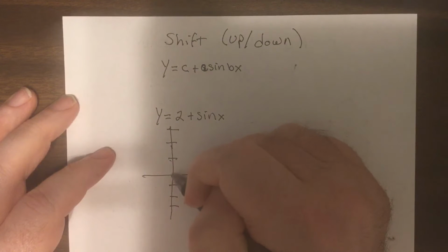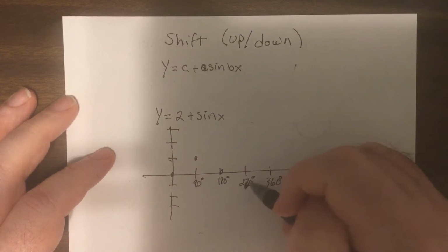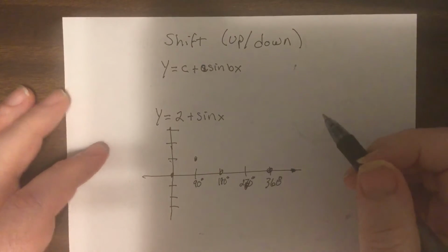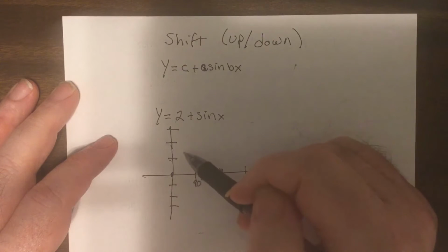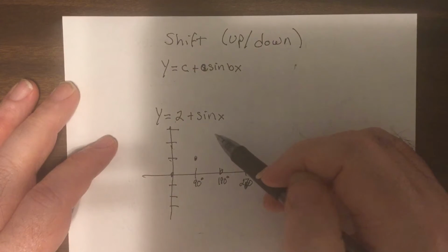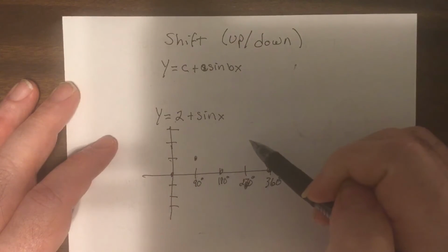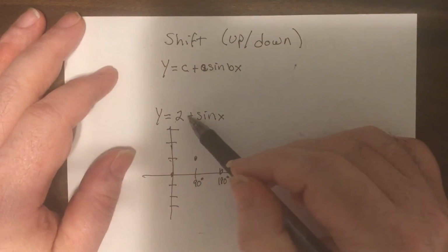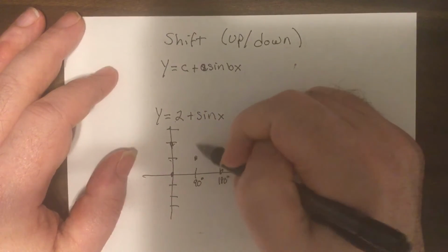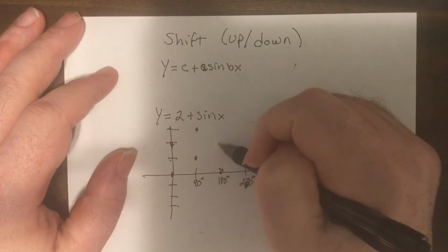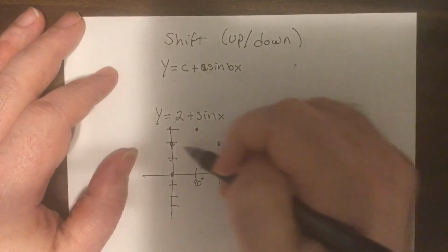So here's the basic sine graph sketched out. When you're adding a number to it, you add that number to every one. So the amplitude as a number here, you multiply to every term. Well, here, when you're adding it, you just add that number. So 2 would be up 2, up 2, up 2, up 2, up 2.